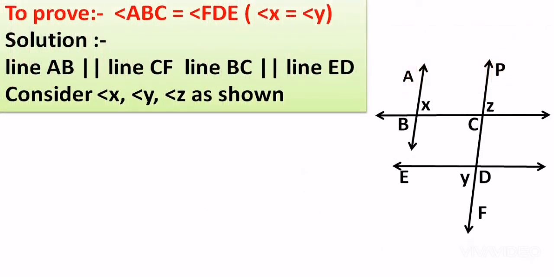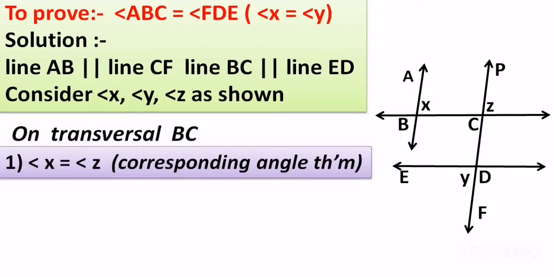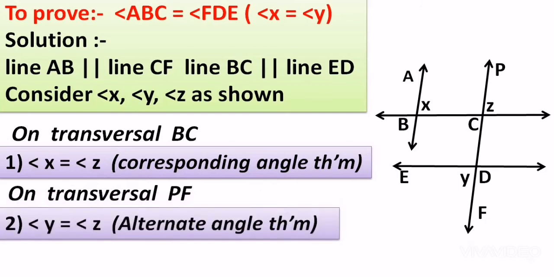So the way I told you, mention the given details and mention the part which we have considered the way it is shown in the answer. After that, on transversal BC, angle X is equal to angle Z because they are corresponding angles. Both are above the transversal, both are on the right side of the line, right? And on transversal PF, we can say Y and Z are alternate angles. Which alternate? Exterior alternate angles, keep it in mind.